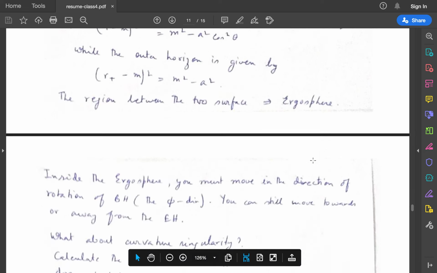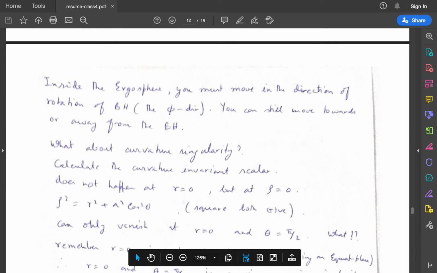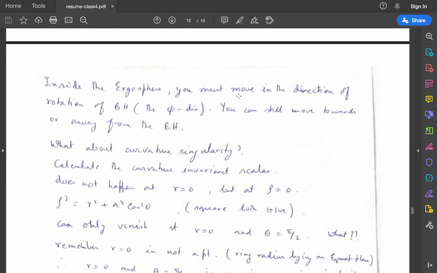No, that is the interesting thing. Inside the ergosphere, you must move in the direction of the rotation of the black hole. You must move in the direction of the rotation, the phi direction. You can still move towards or away from the event horizon.